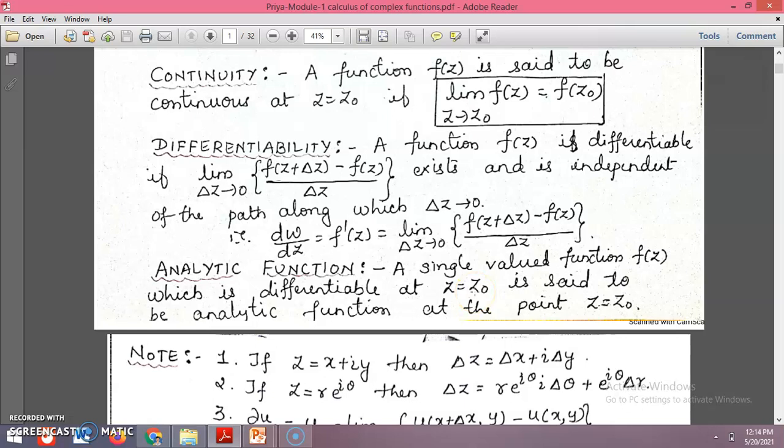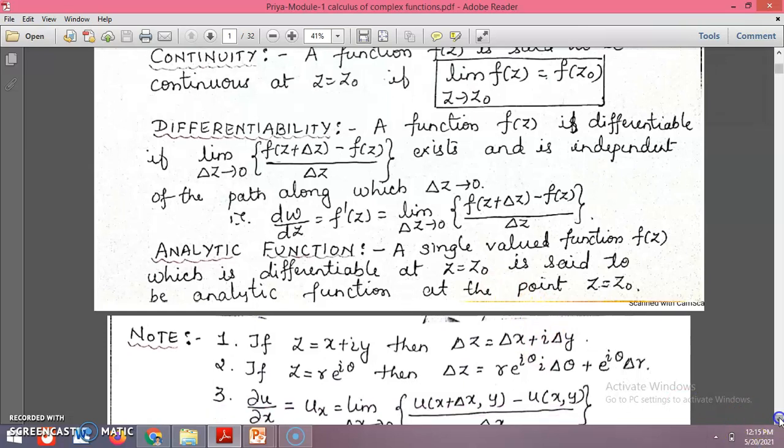That means, keep in mind that if you want to say a function is analytic, it has to have its limit, its continuity, and its derivative exists there. If the derivative exists, the limit already exists there. If the limit exists, continuity also exists there. So when all this holds good, then we can say that function is an analytic function. So that is what we have there.